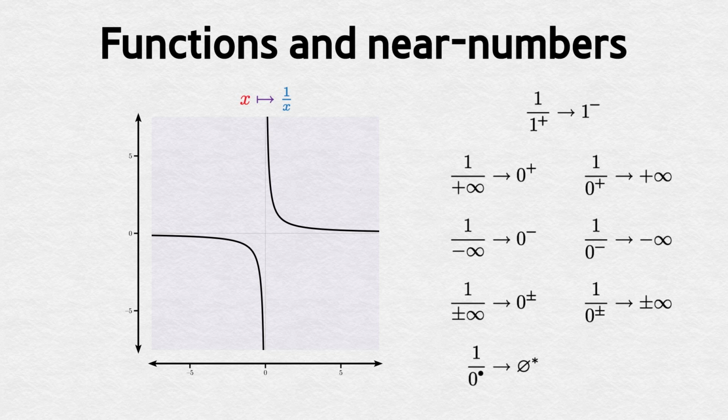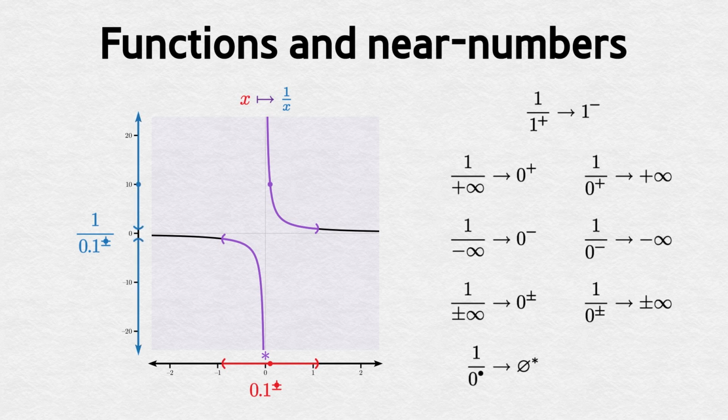Calculus does not make functions that are undefined at some point suddenly defined there, but near numbers do allow us to precisely express a function's value nearby those points. One last example before we leave this function. What is the reciprocal of 0.1 plus minus dot? We put 0.1 plus minus dot on our input axis, push it up to the graph, and over.